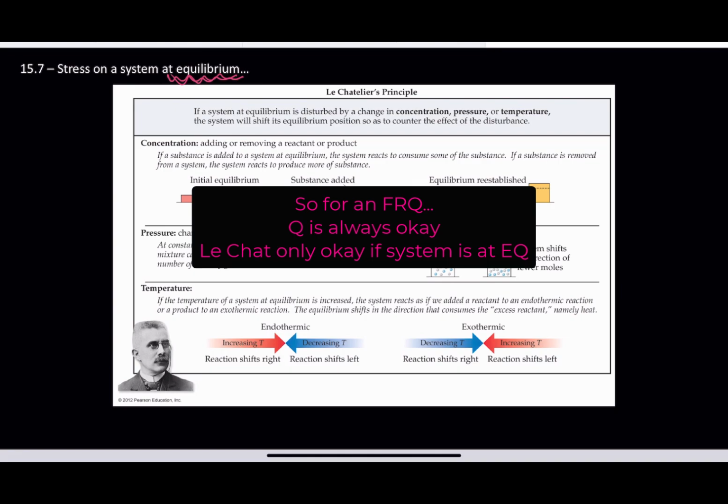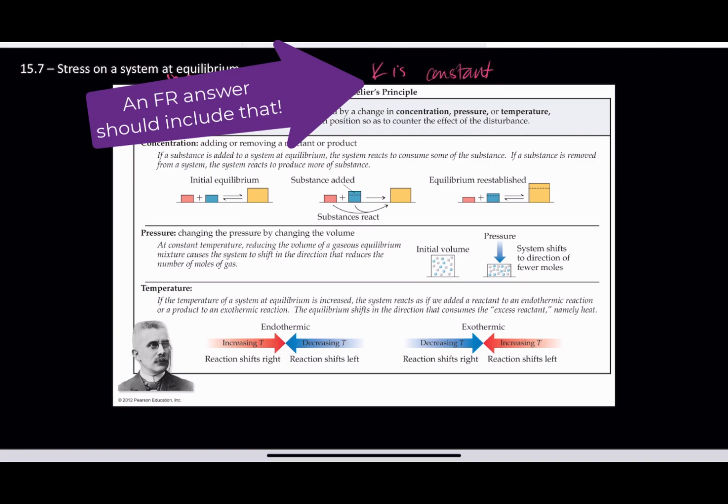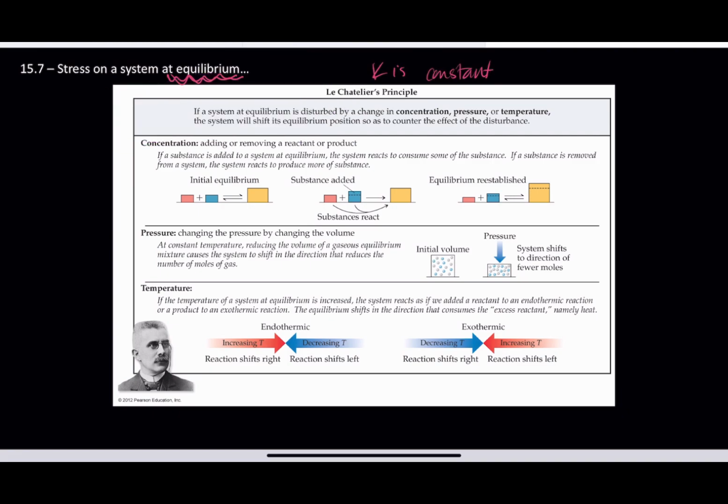Now, this works because K is constant at a given temperature. Bear that in mind. K is constant at a given temperature. Therefore, we know that the system is always going to head back toward K no matter what stress is imposed on the system. So we can change the concentration and predict what a system will do. We can change the pressure, which is akin to changing the concentration, and predict what the system will do. We can even change the temperature and predict what the system will do and what effect it will have on K, because K is temperature dependent.